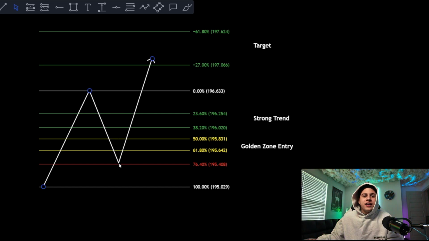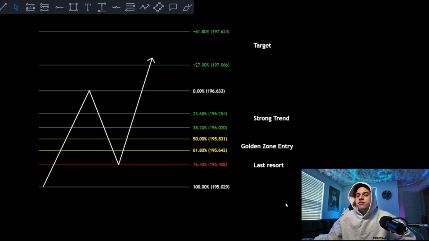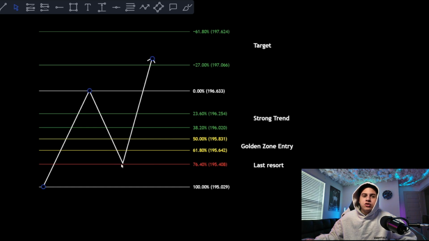If you pull back into this zone, this is your last resort. If you start to break this area here, your Fibonacci is invalid at that point. You don't want to be drawing a Fibonacci because if you do start to break your 764, you're most likely just going to get a reversal of that trend.